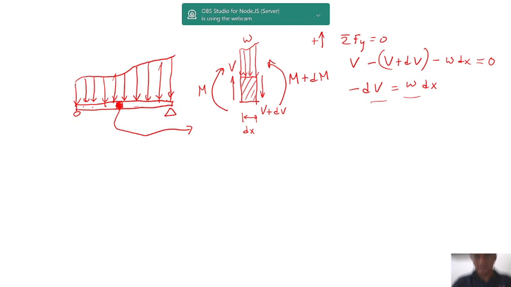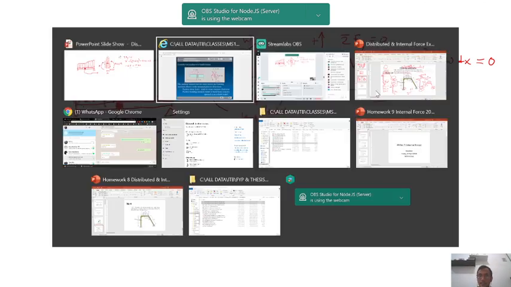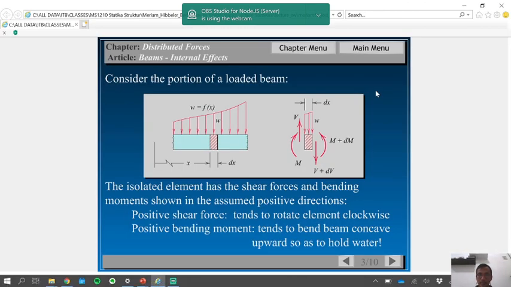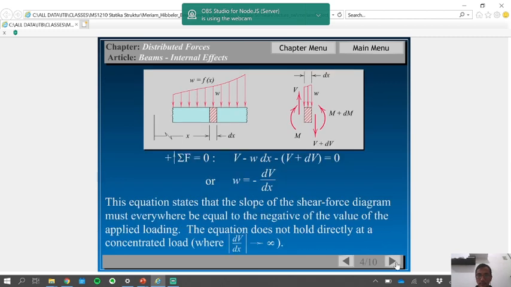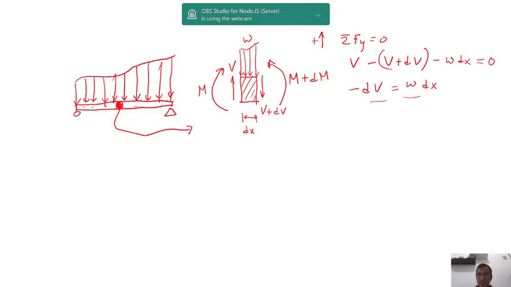If you are a little bit confused on the application, later we will try to discuss some problem examples using this. Same as here, W will be equal to minus dV per dx. Yeah, the same. W here will be the same as minus dV per dx. So this is the first equation that we have.